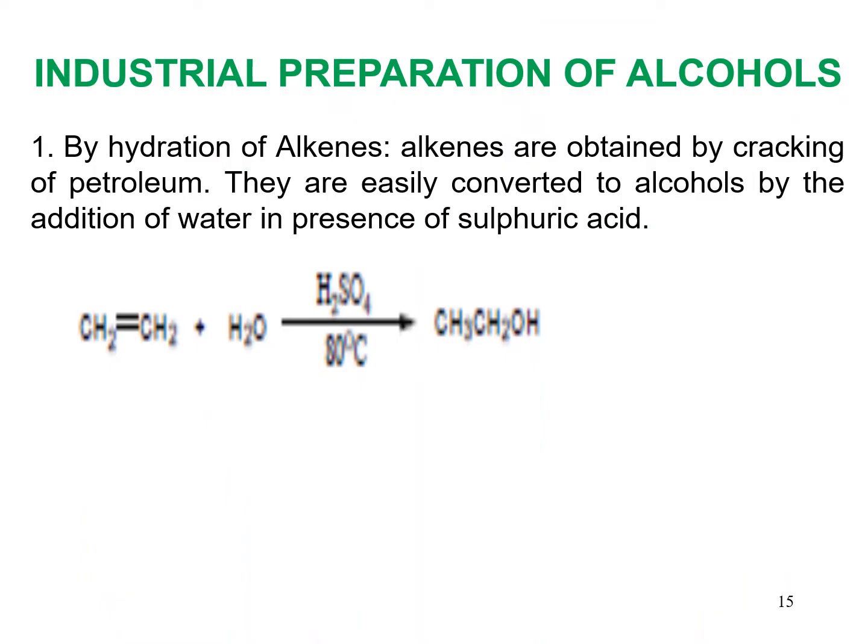In industry, alkene can also be hydrated to form ethanol by using sulfuric acid as a catalyst at a very high temperature. This is a method of obtaining ethanol in the industry.